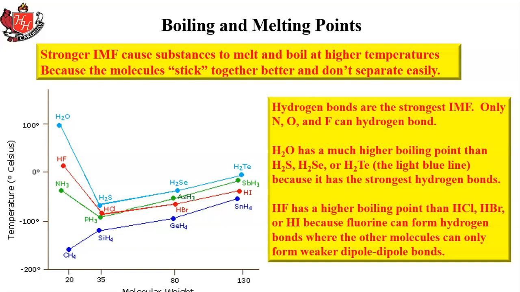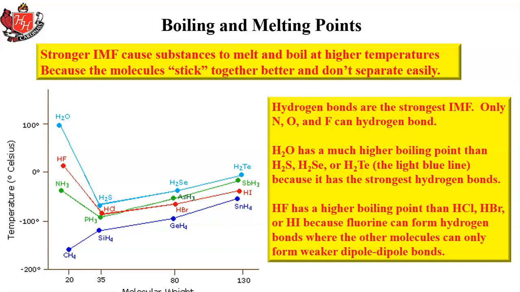So that explains why oxygen's boiling point is so high, because its molecules stick together stronger than the other three, because it has hydrogen bonds and the other three don't. Let's go down to the red line. And there you see HF, hydrofluoric acid, and it has a much higher boiling point than HCl, hydrochloric acid, HBr, hydrobromic acid, or HI, hydroiodic acid.